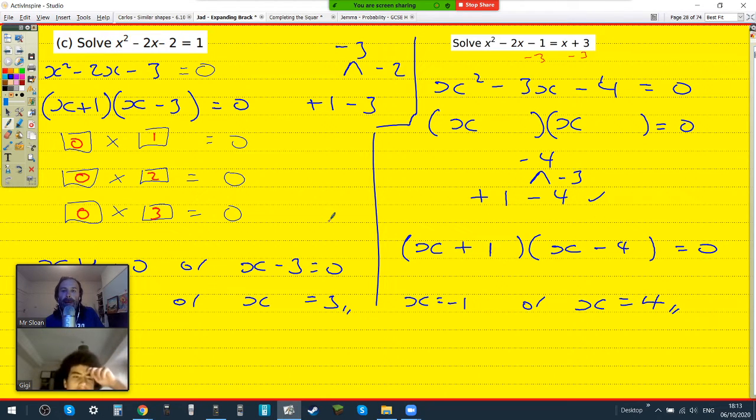Great. Make it equal to 0, factorize, solve. Any questions? No.